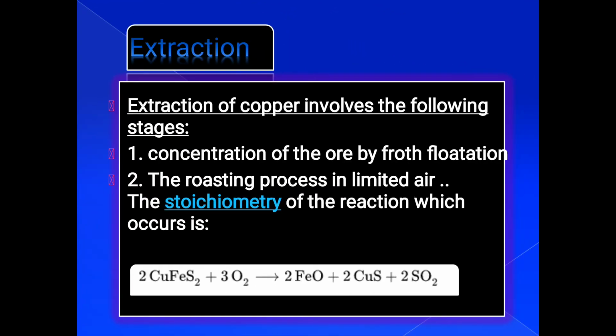So in extraction of copper, the following stages are considered. The first one is concentration of the ore by froth flotation. We also have the roasting process in limited air. And this is the stoichiometric equation for the reaction, whereby we have the pyrite, which is the ore of copper, being roasted in oxygen to give us iron oxide, copper sulfide, and sulfur 4 oxide gas.